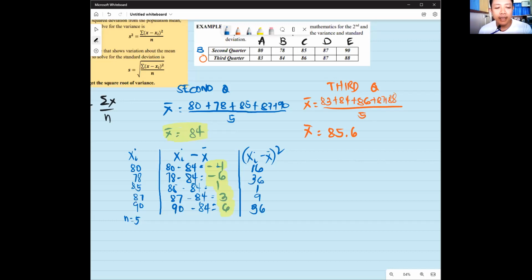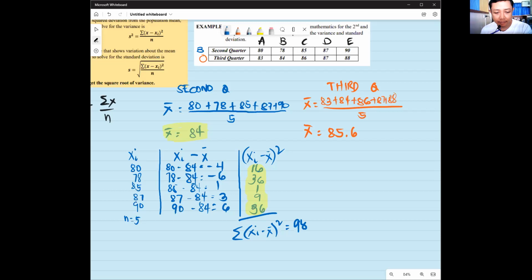Very good. Okay, and now after that, all we have to do is to get the summation of the data minus the mean squared. Kindly add all these values, 16 plus 36 plus 1 plus 9 plus 36. What's the answer? Type it in the chat box, please. You add them properly: 16, 36, 1, 9, and 36. The answer is 98.